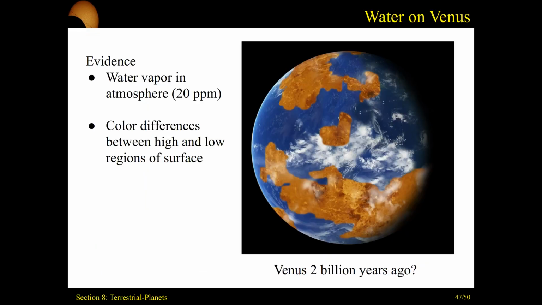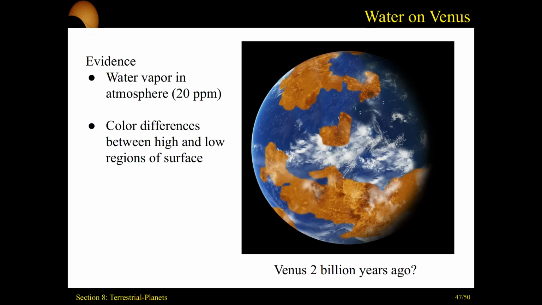Getting away from Mars, we can talk about Venus, where we have this image of, is this what Venus looked like about 2 billion years ago? Speculation, we're not entirely certain. We do know that there are trace amounts of water vapor in the atmosphere, about 20 parts per million in the atmosphere of Venus, which actually contributes to the greenhouse effect on the Venus surface, raising the temperature.